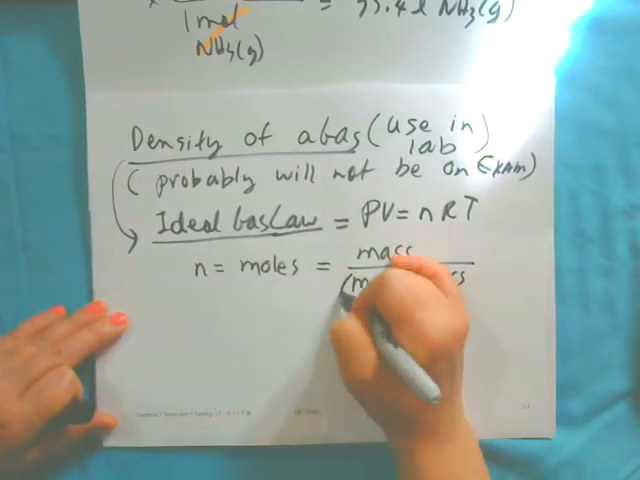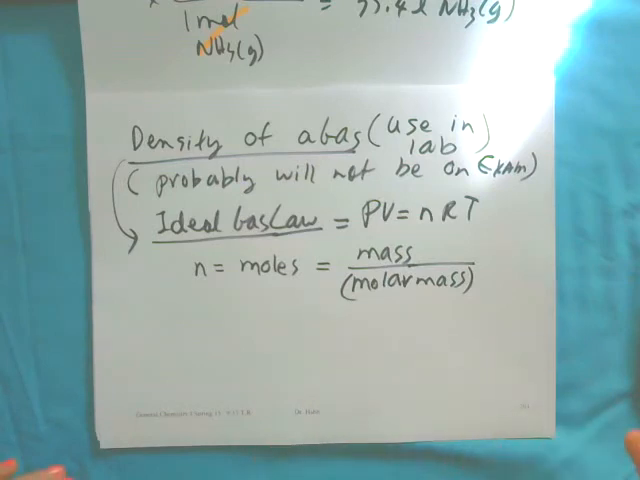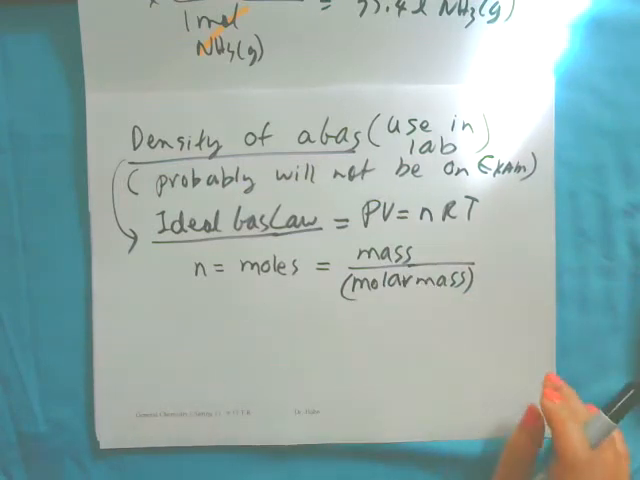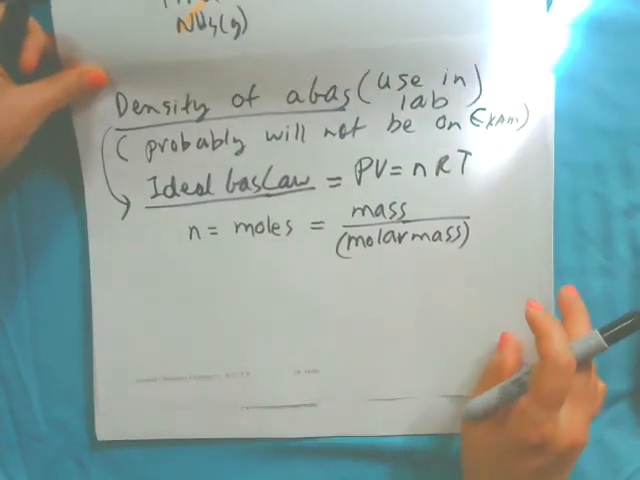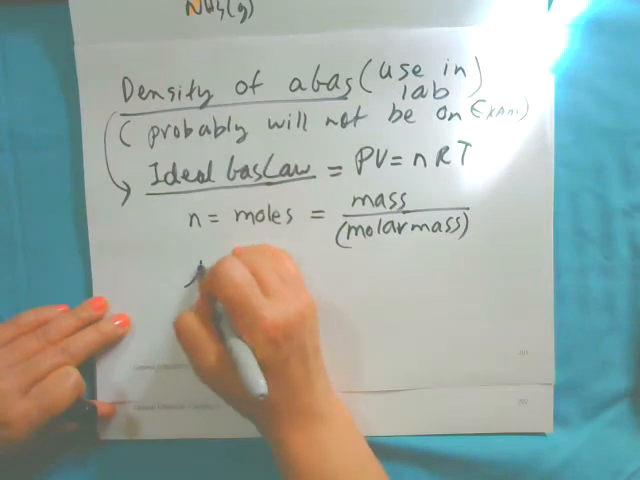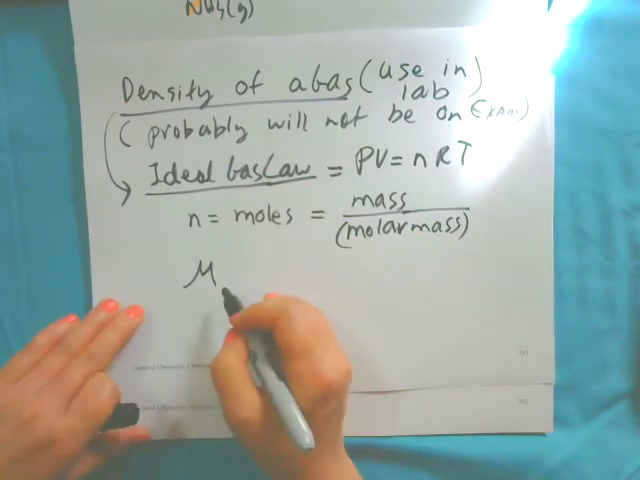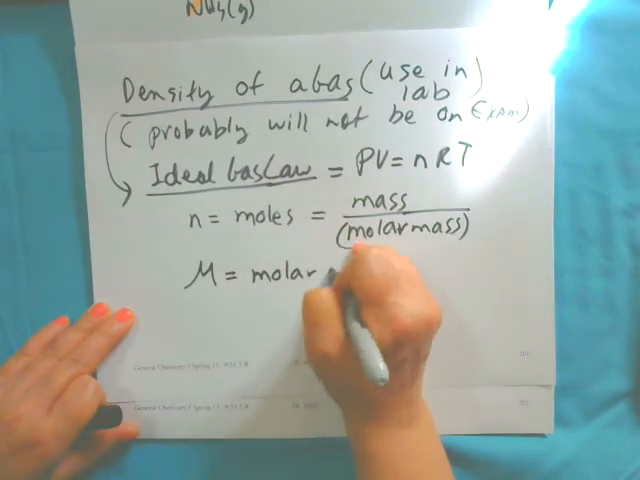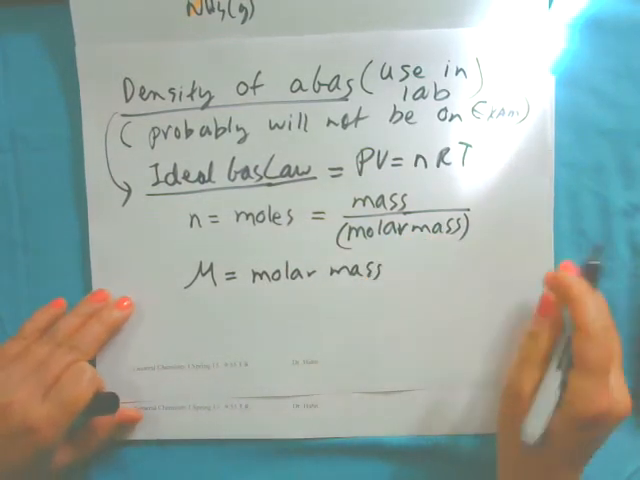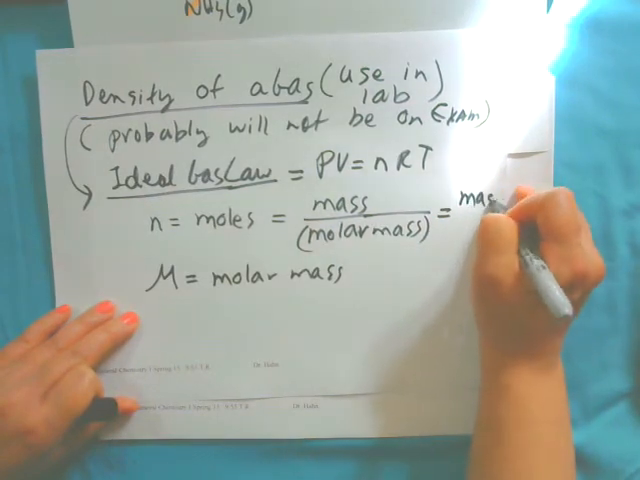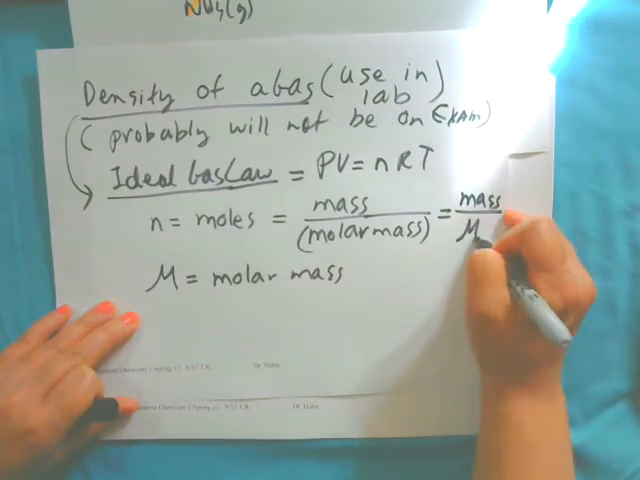Right? Molar mass. So molar mass of whatever gas. Mass divided by molar mass gives you the number of moles. I'm going to use the abbreviation your textbook uses, that script M. I'm going to say that that's equal to molar mass. So I'm going to rewrite the equation for moles as mass over script M.